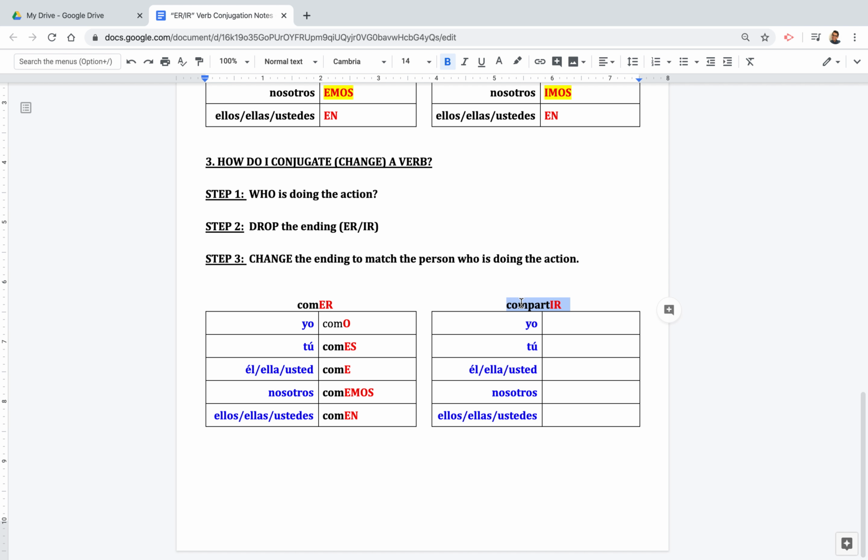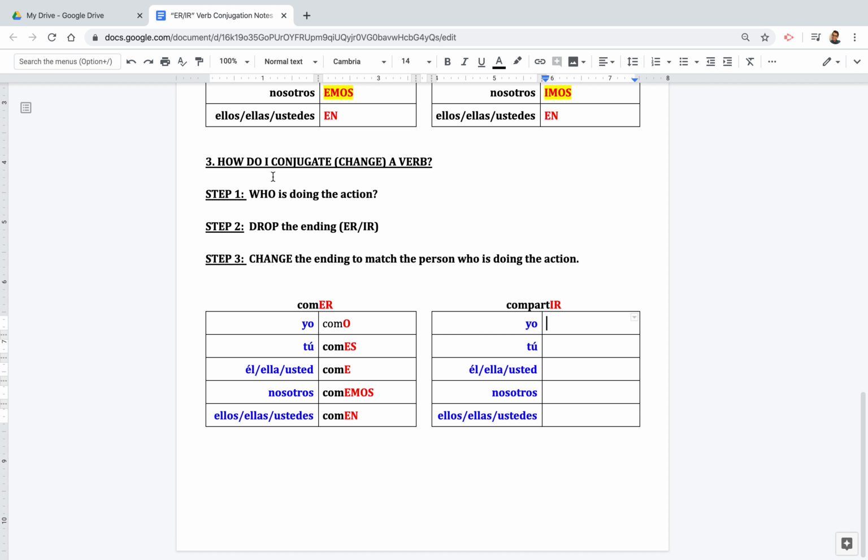The action word or verb is compartir. In English, this means to share. Now, I know compartir is an IR verb because it ends in IR. Awesome. Let's go ahead and conjugate or change the ending of this verb to match the people who are doing the action.